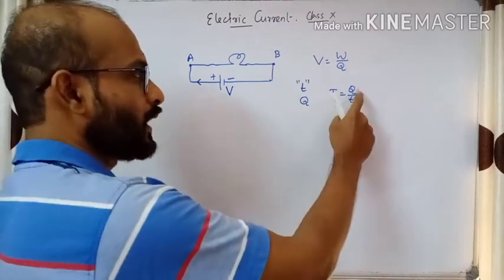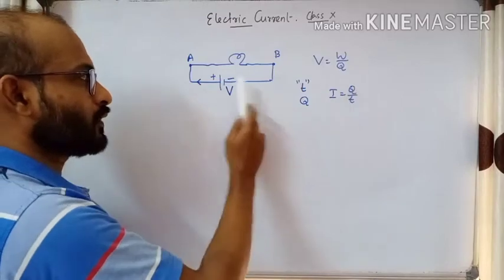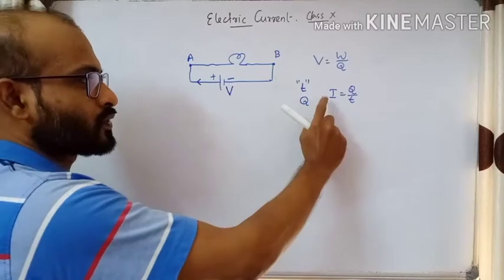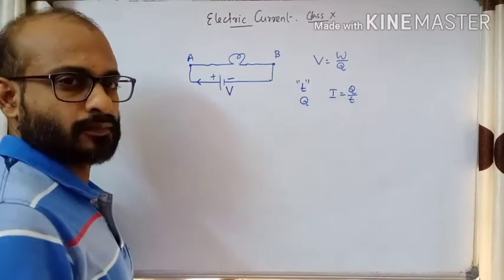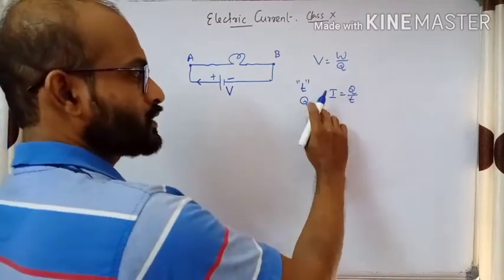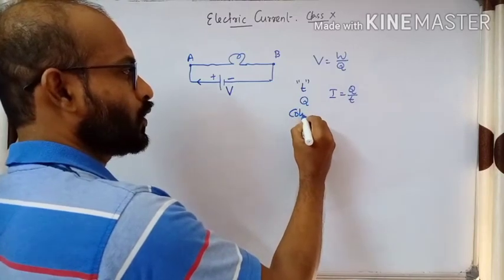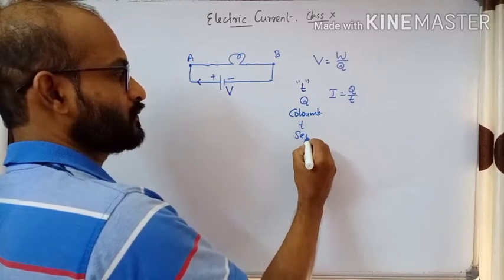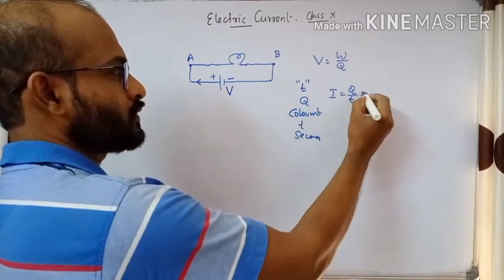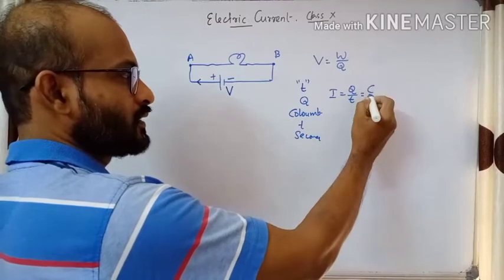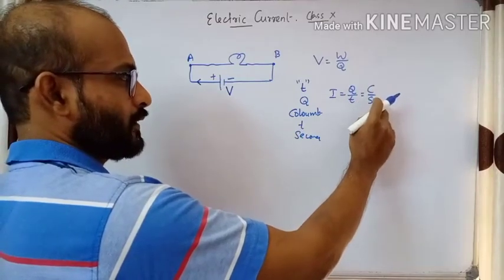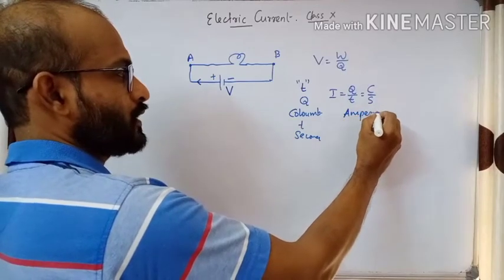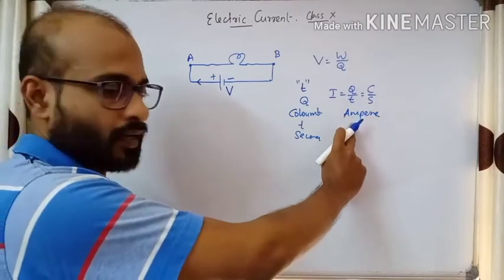Current I is equal to Q by t. Q is the charge flowing from negative to positive. Conventionally from positive to negative charge is flowing. So current is equal to Q by t. Now electric charge has a unit called Coulomb, and time has a unit second. Coulomb has the symbol C, second has the symbol s. Coulomb by second is otherwise known as ampere. So ampere is the SI unit of electric current.